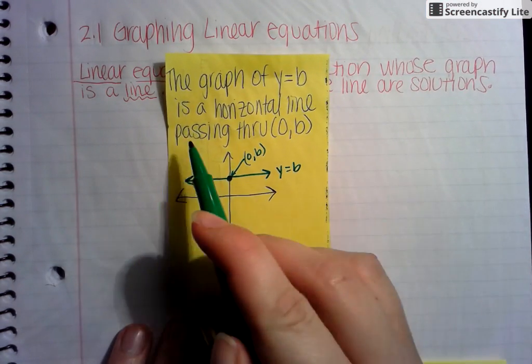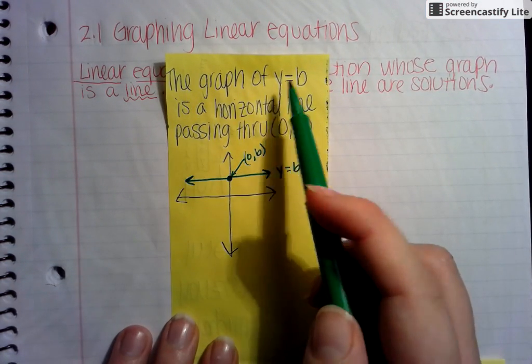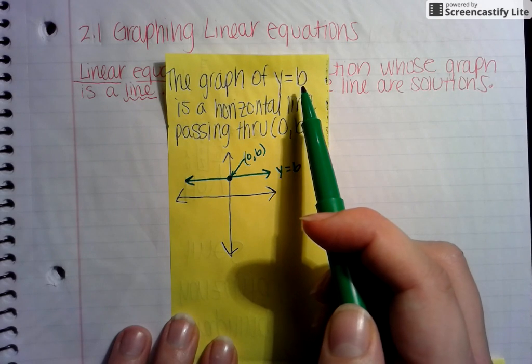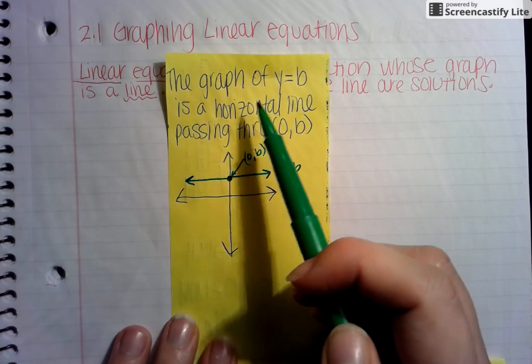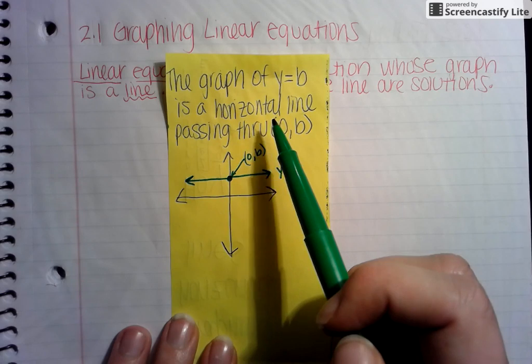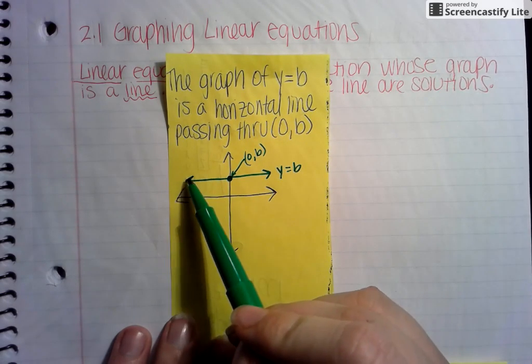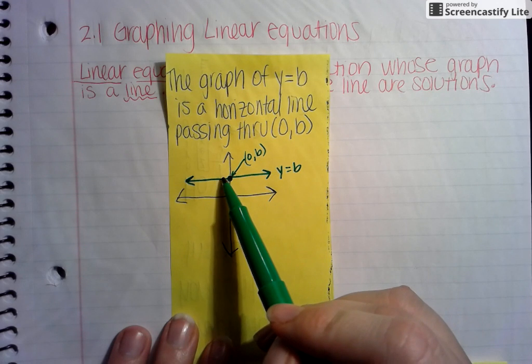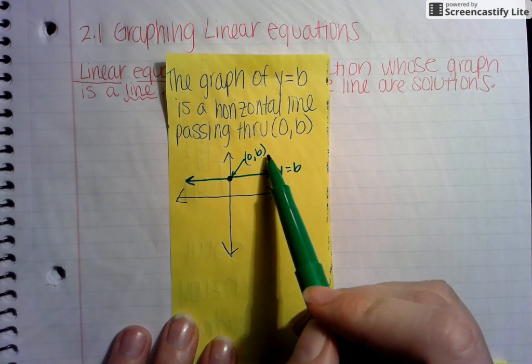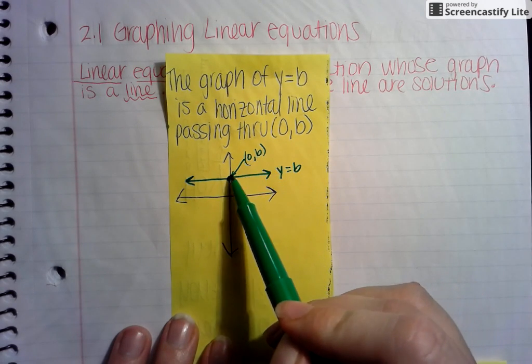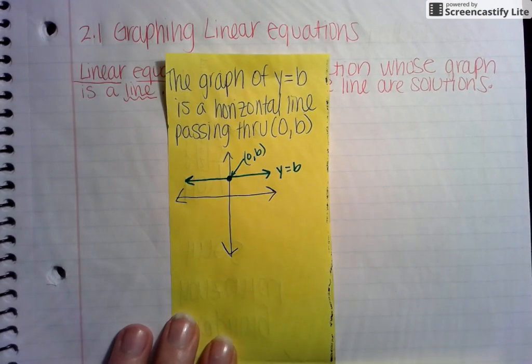For a horizontal line, we have the graph of y equals b, and b can be any number. It is a horizontal line passing through 0, comma, whatever that b value is. So if you notice, it's a horizontal line and it's going to cross through that point, whichever b value, 0, comma, whatever that number is.